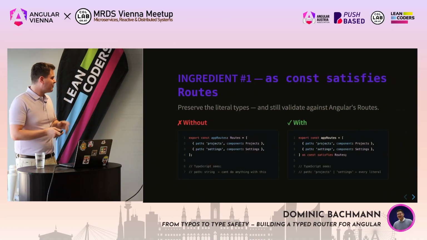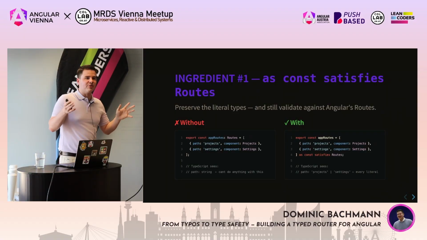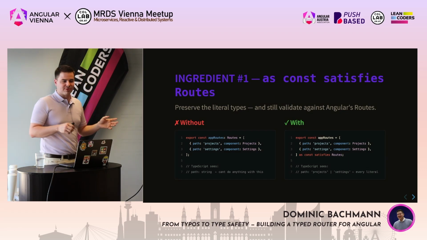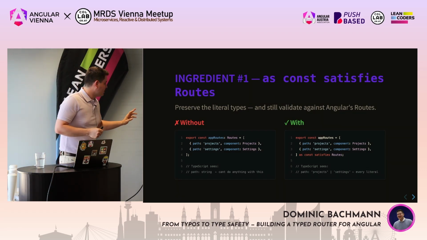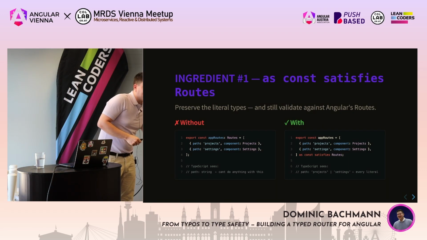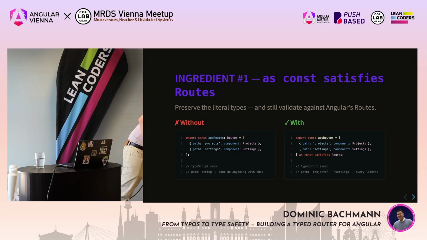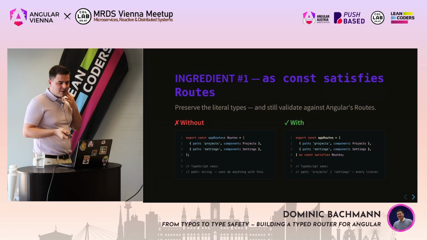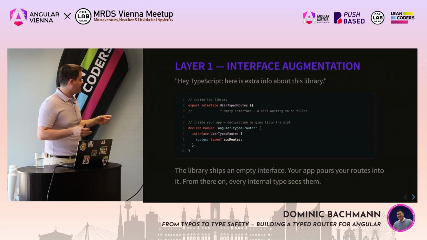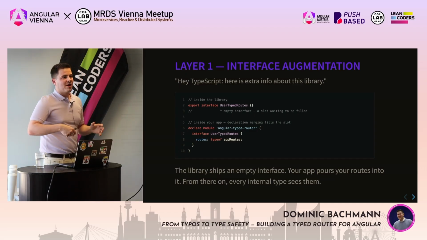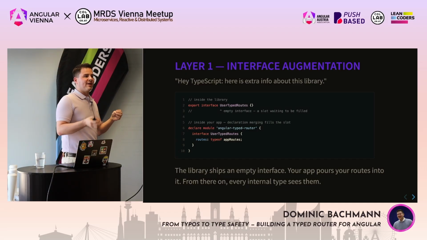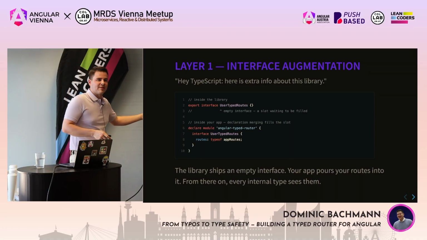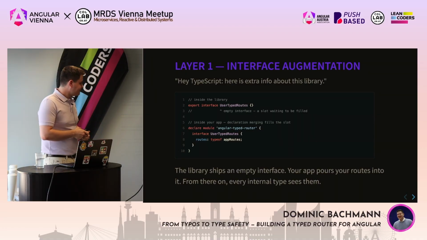So, as I already mentioned before, the number one ingredient, or most important part at first, is the `as const satisfies Routes`, which will make sure that path string becomes path and the actual literals. Second part is the interface augmentation, and what that just means is that you override an interface that the library provides. This is in the definition file that we saw before.